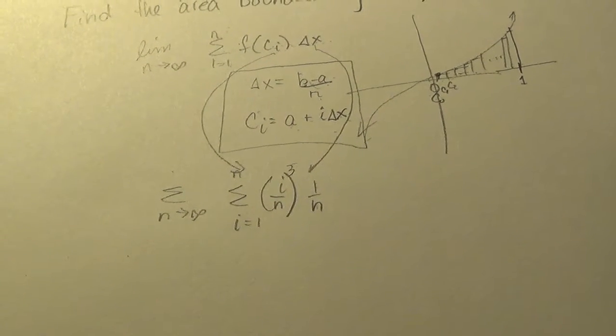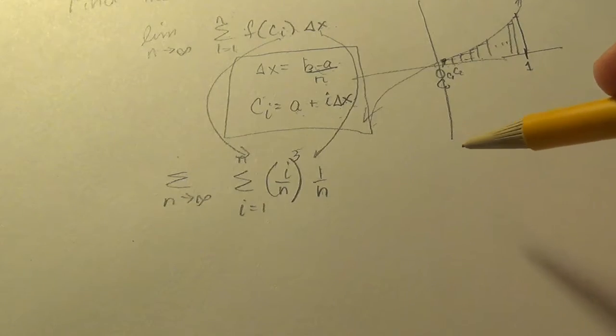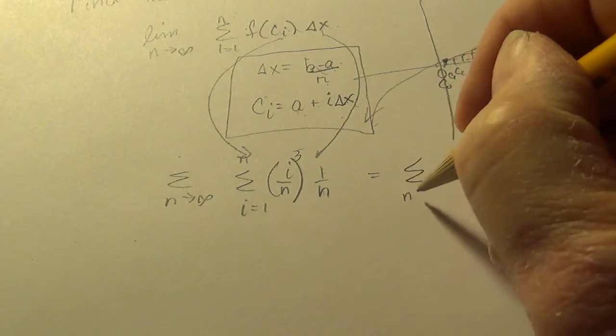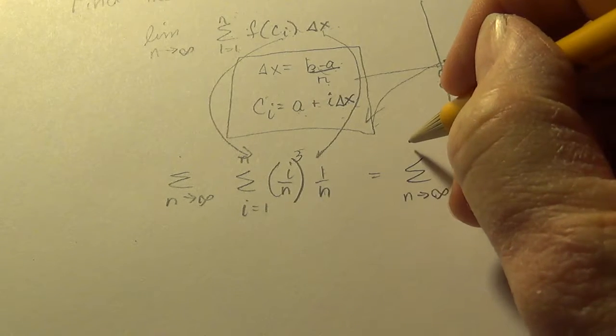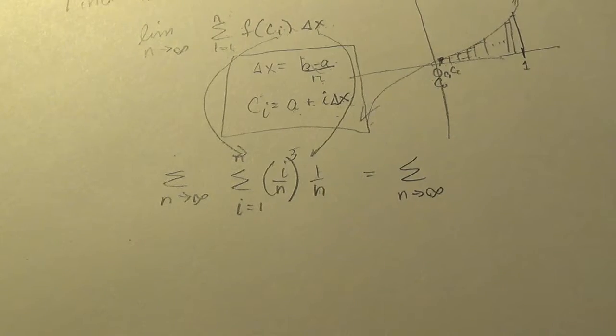Alright, so simplifying that, I am going to combine these two, and I'm going to get the summation as n approaches infinity of, oops, I always do that. Why do I do that?